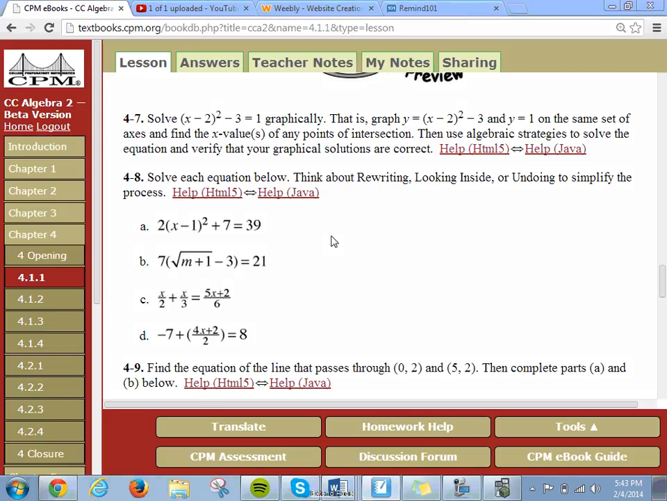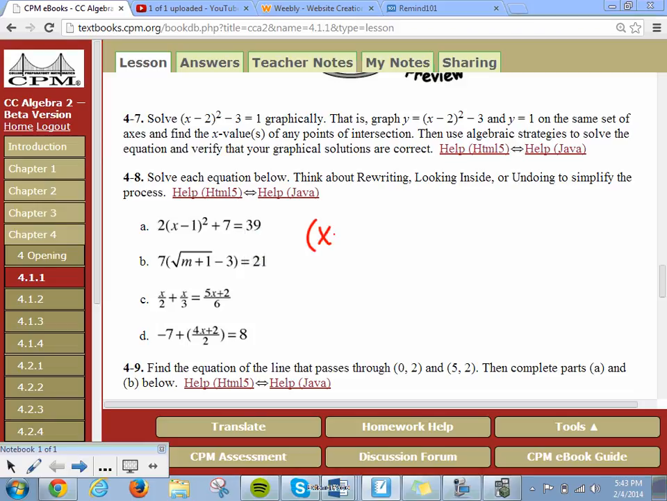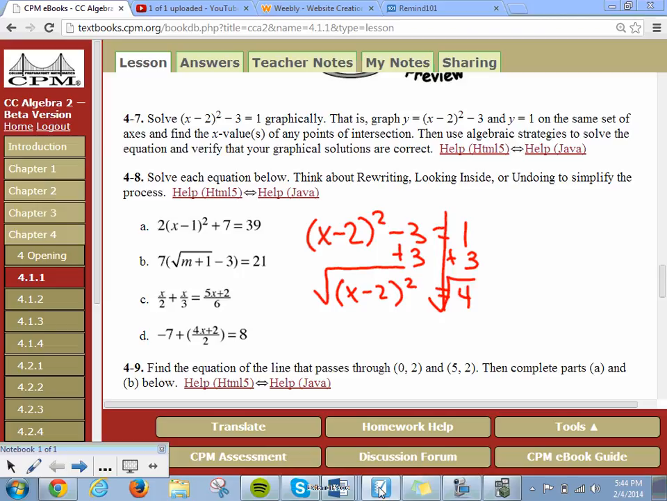I want to make sure that I've got my start board up. So we've got x minus 2 squared minus 3 is equal to 1. What I'm going to do is get rid of that 3 from the side with the x. And I'll have x minus 2 squared is equal to 4. So I'm going to take my square root. So we know that x minus 2 is going to be equal to two things.